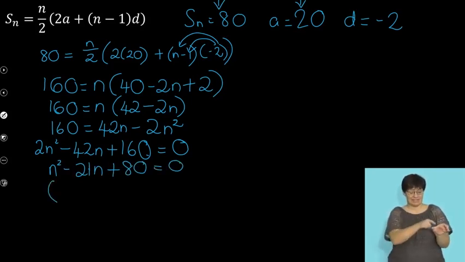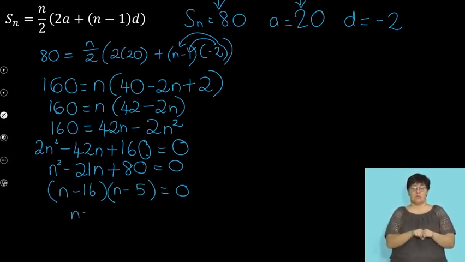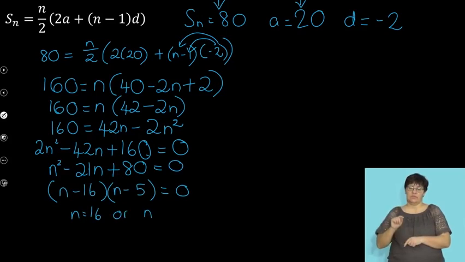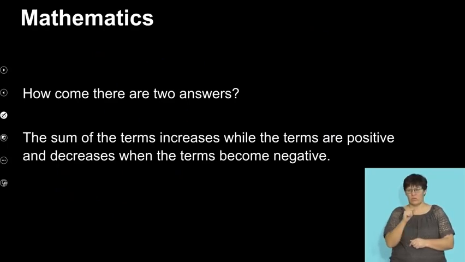So the factorized form of this trinomial is going to be (n minus 16)(n minus 5). So n will be equal to 16, or n will be equal to 5. Now guys, I'm sure that everyone's wondering, why are there 2 answers for n? How come there are 2 different numbers of terms that I can add together to get 80? And the reason for this is that the sum of the terms increases when the terms are positive, and the terms decrease when the terms become negative. So that's the reason why I have 2 n values.